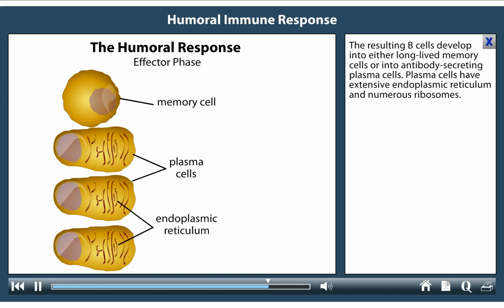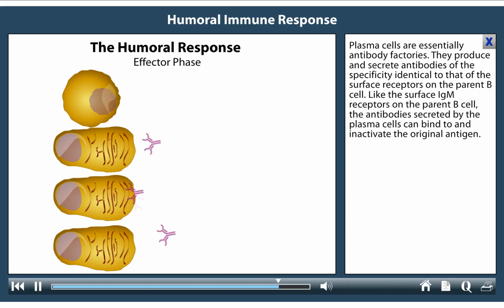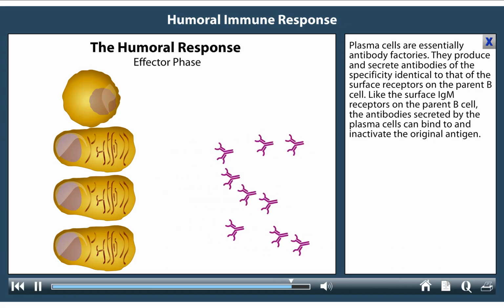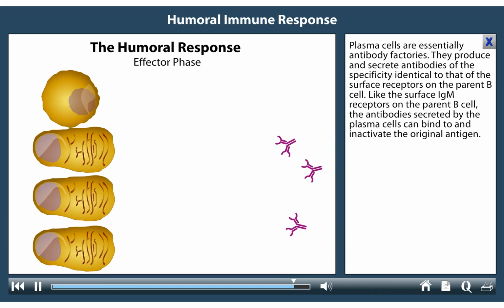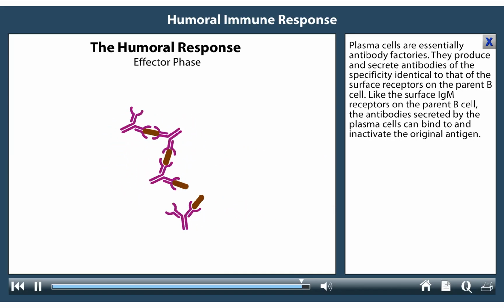Plasma cells have extensive endoplasmic reticulum and numerous ribosomes. Plasma cells are essentially antibody factories. They produce and secrete antibodies of the specificity identical to that of the surface receptors on the parent B cell. Like the surface IgM receptors on the parent B cell, the antibodies secreted by the plasma cells can bind to and inactivate the original antigen.